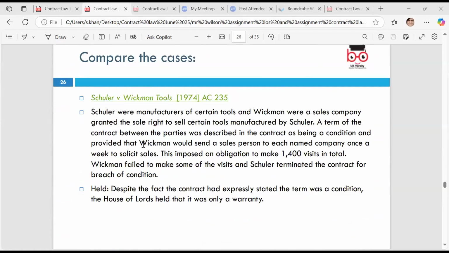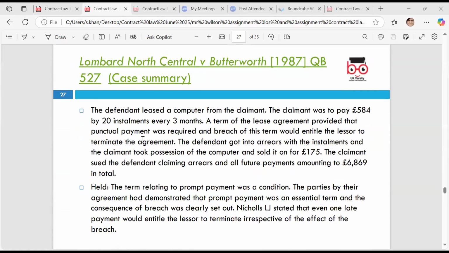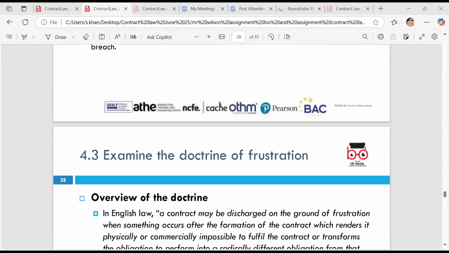Have a look at these cases: Schuler and Wickman Tools, Lombard North Central and Butterworth 1987. And then 4.3, examine the doctrine of frustration.